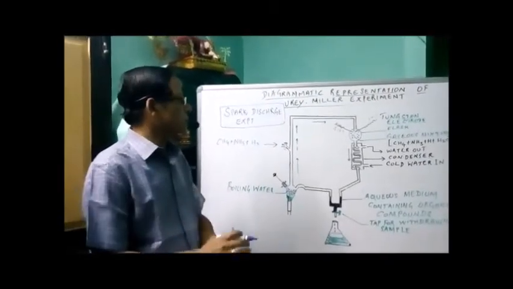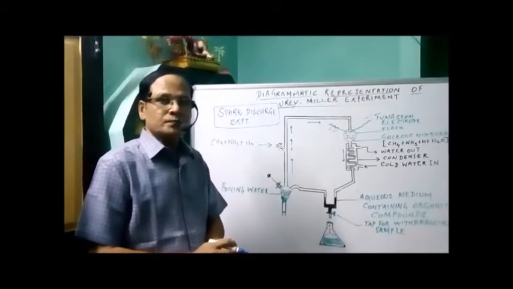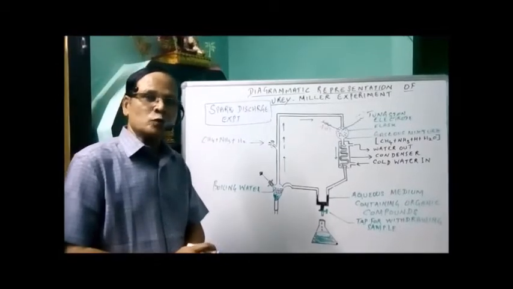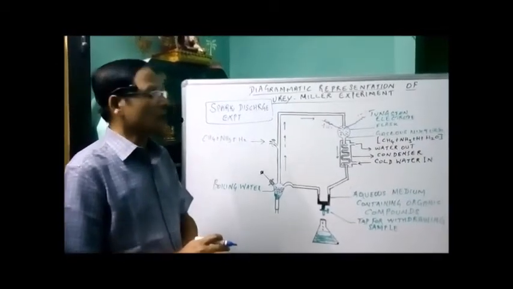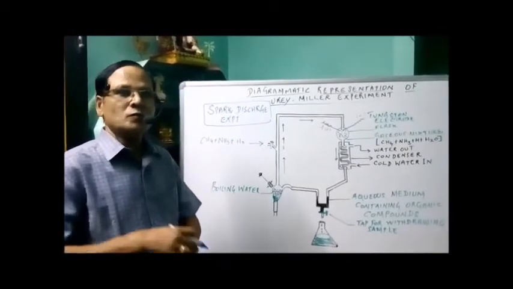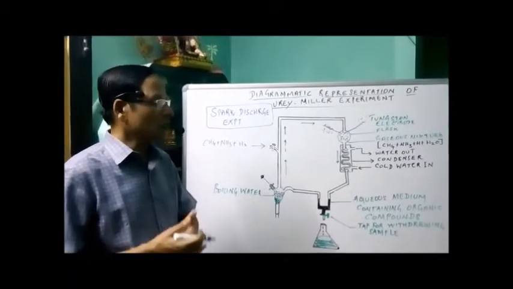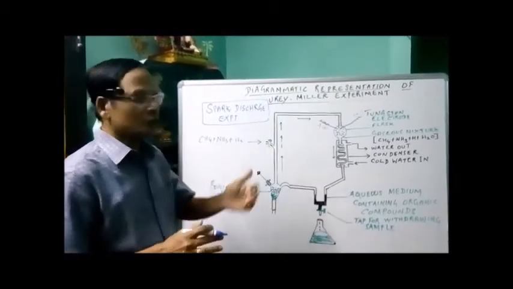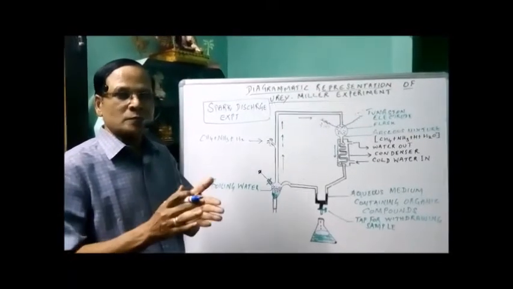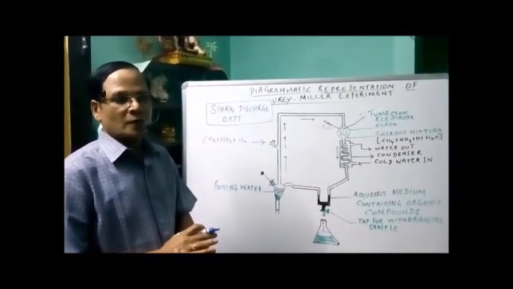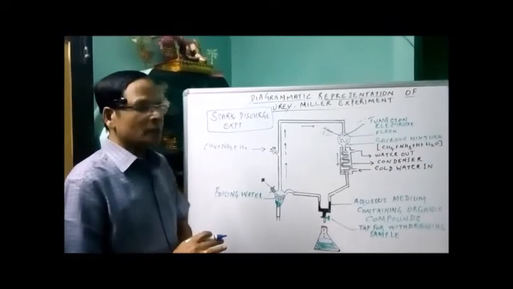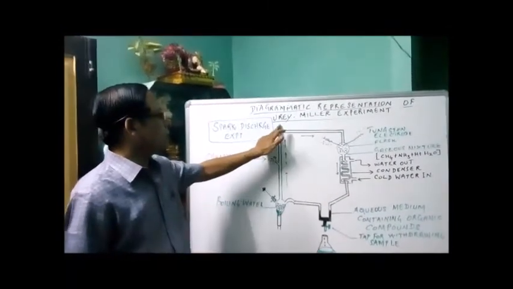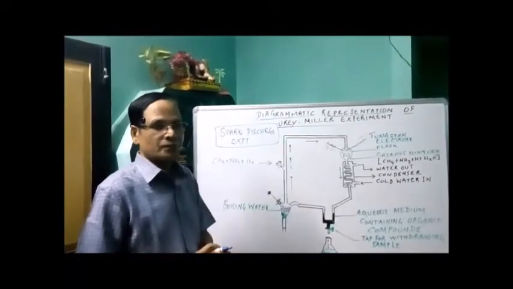Hi students, you know well that life originated, and various views have been proposed to explain the origin of life. But the most accepted theory of the origin of life is chemical evolution. That was proved by an experiment conducted by two people, Harold Urey and Stanley Miller.